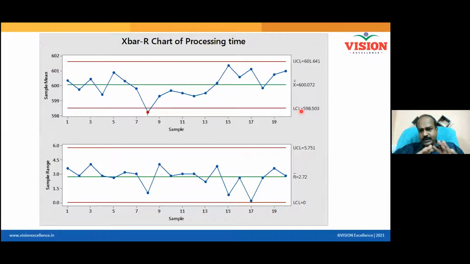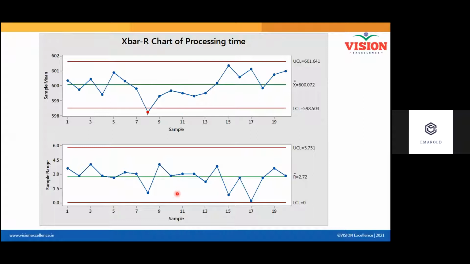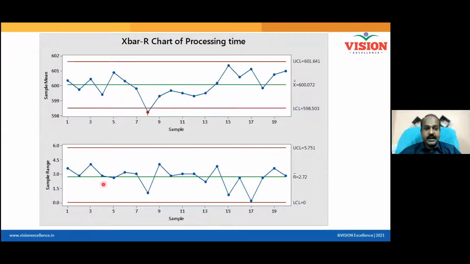And now I am showing both the graphs at a time. This is the R chart and this is the X bar chart. Which one do you have to plot first, R chart or the X bar chart? R chart. The R chart should be plotted. If the R chart is under control, only then must you plot the X bar chart.